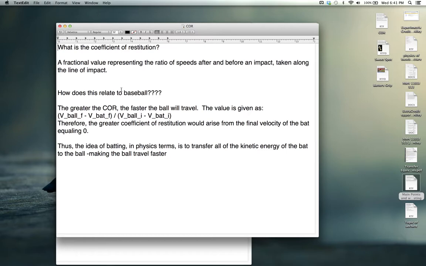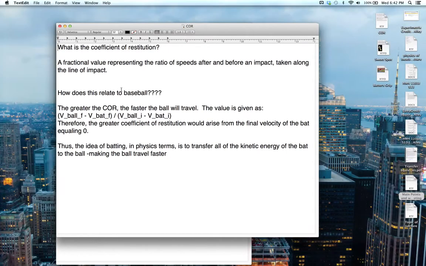Therefore, the greater coefficient of restitution would arise from the final velocity of the bat equaling 0, because that would give you the greatest numerator. And because of that, you'll have a greater final kinetic energy of that ball, which means it would travel much faster. And it will have more energy because all of the energy from the bat has gone straight to the ball, giving a greater coefficient of restitution and thus traveling farther and faster.